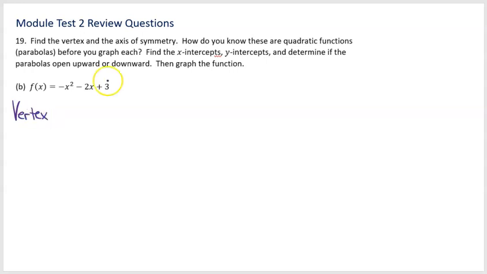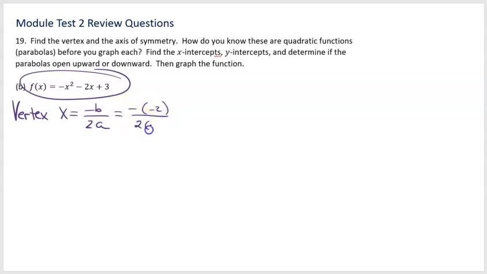And the vertex, if your problem is not in vertex form, but all multiplied out like this one, then the best way to go is negative b over 2a to find your vertex. Okay, so that's going to be negative of a negative 2 over 2 times a negative 1. So it's going to give me a positive 2 in the numerator, negative 2 in the denominator, which gives me negative 1 for my x value. But I'm yet to find the y value, so I still have to do that.